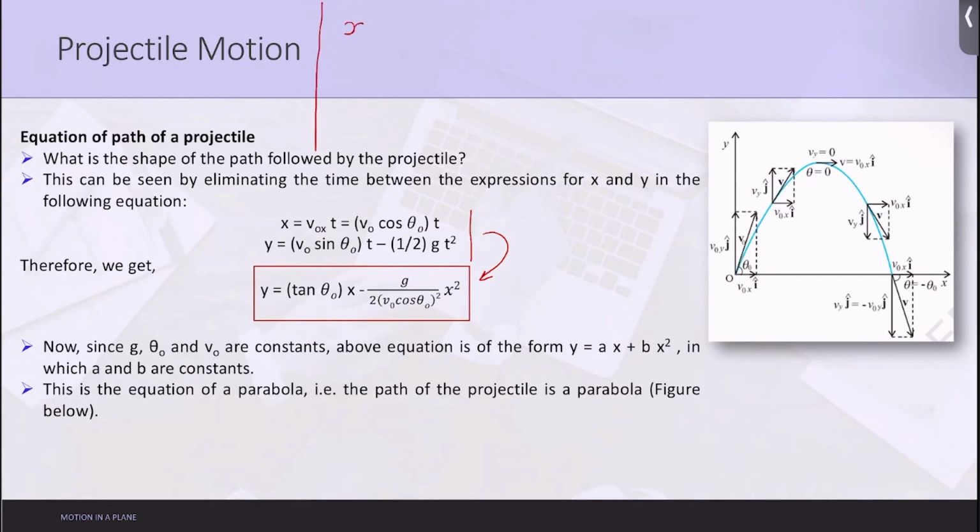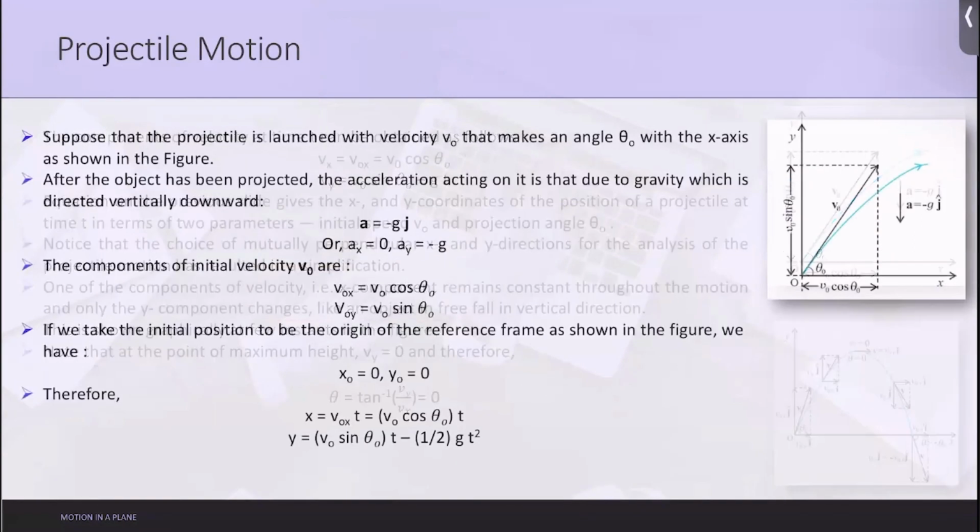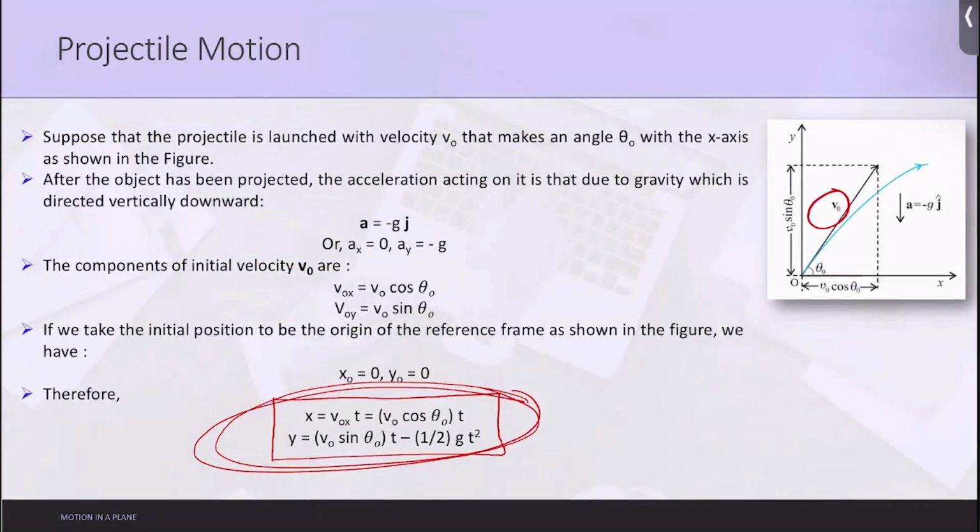Here x is equal to v naught cos theta naught into time. From this relation, we can say that t is equal to x upon v naught cos theta naught. So this was the first relation which we obtained. Now what was the second? These are nothing but the equations which we derived previously, right? There is nothing new here, only these relations are being put forward.